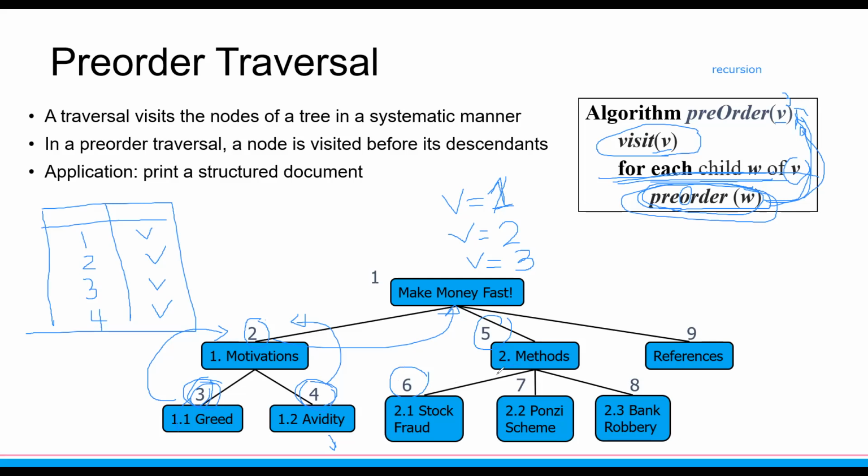Next is 6, and then 7, and then 8, and then we return back. Is there any child? No. And then we will return back to the root, and after we are in the root, we will go to the next, 9, and then we have finished. Okay, so that's the step with the pre-order.